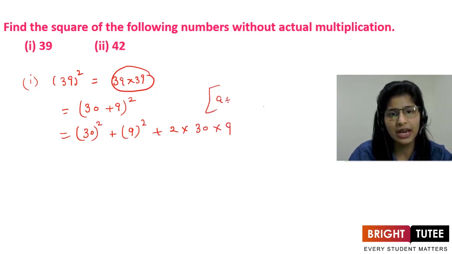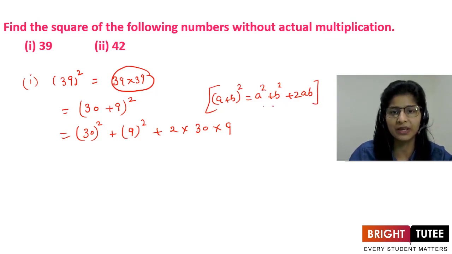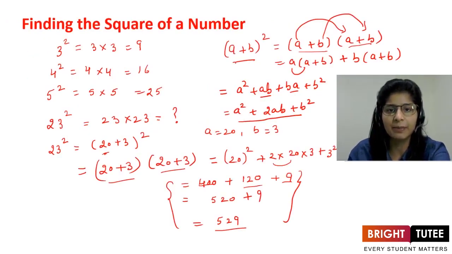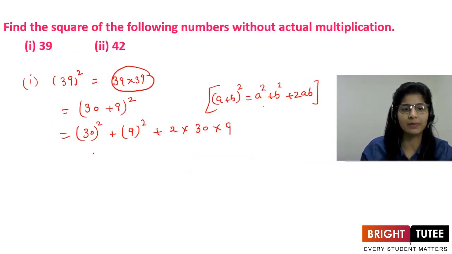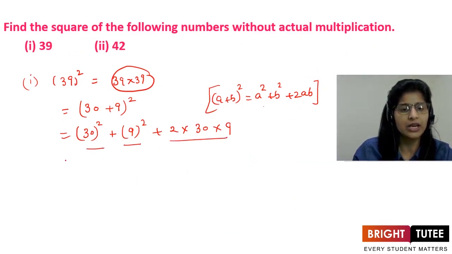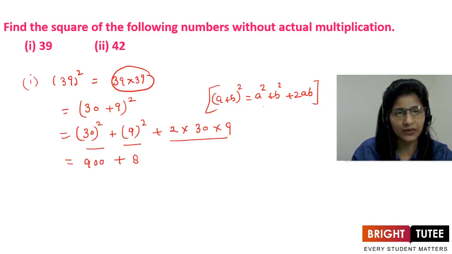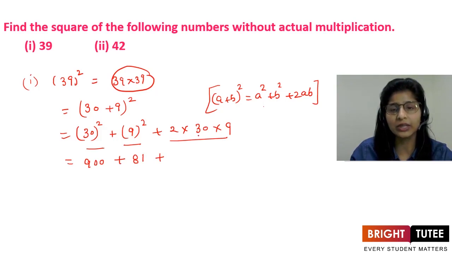Why are we doing this? Because we know a plus b whole square is a square plus b square plus 2ab. We have just got this in the previous slide. We calculated a plus b multiplied with a plus b gives us a square plus b square plus 2ab. So whenever we have to multiply like this, we can directly apply the identity. So here also we have applied a square, b square and 2ab. 30 square is 900, plus 9 square is 81, we know that, plus 2 into 30, that is 60, 60 into 9 is 540.